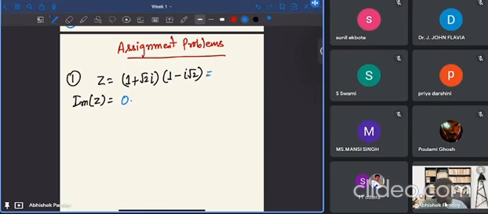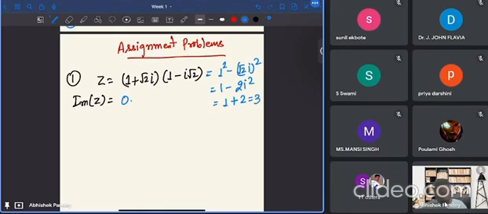If you do this one, 1 square minus root 2i square. So this will be 1 minus 2, and this will be i square. So 2i square will again be minus 1. So 1 plus 2, this will be 3. So there is no imaginary part.